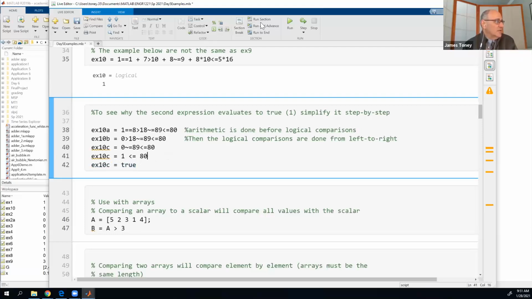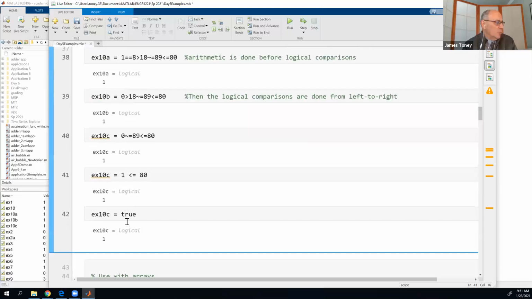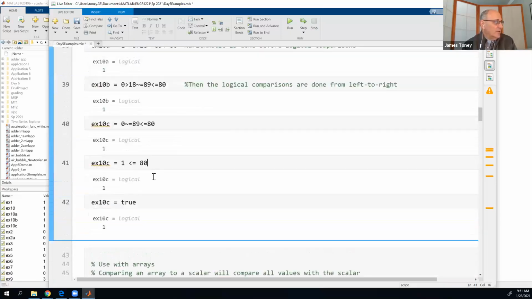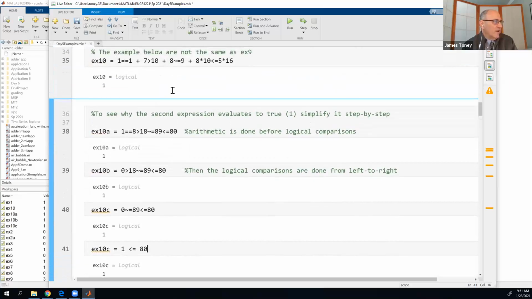So when I run this, you'll see every step gives me the same answer, 1. Because all of these expressions are equivalent from here all the way down to here. All we did was simplify it step by step.